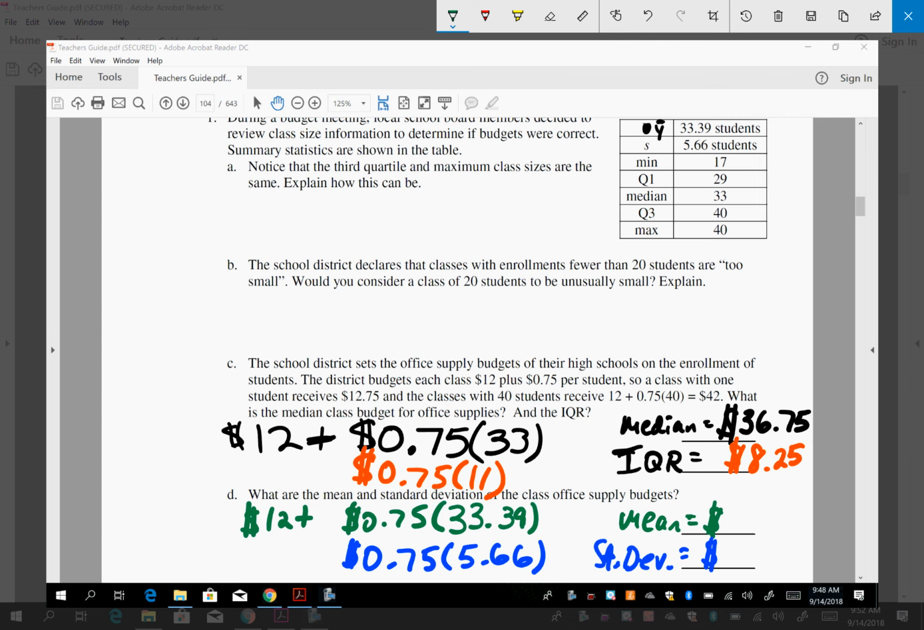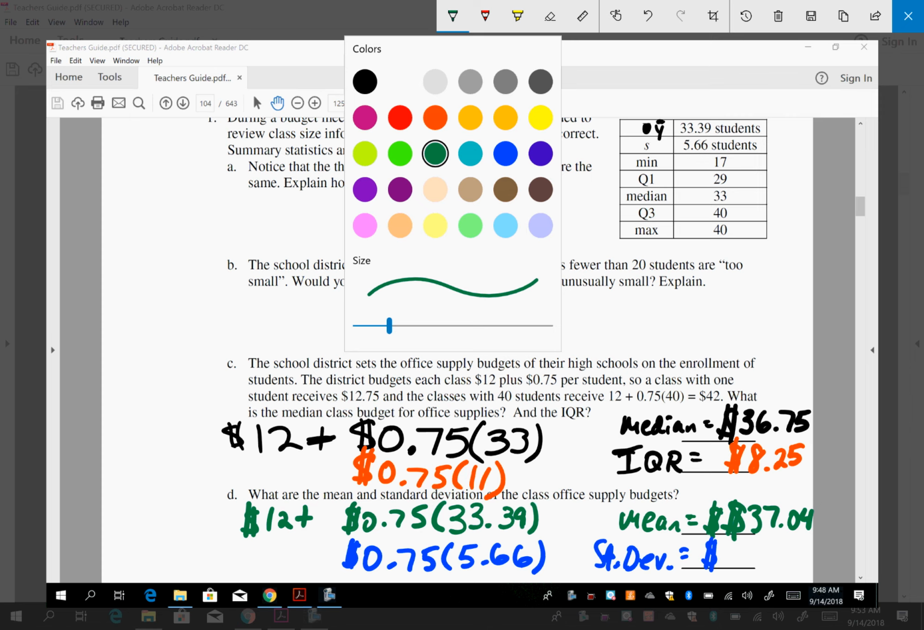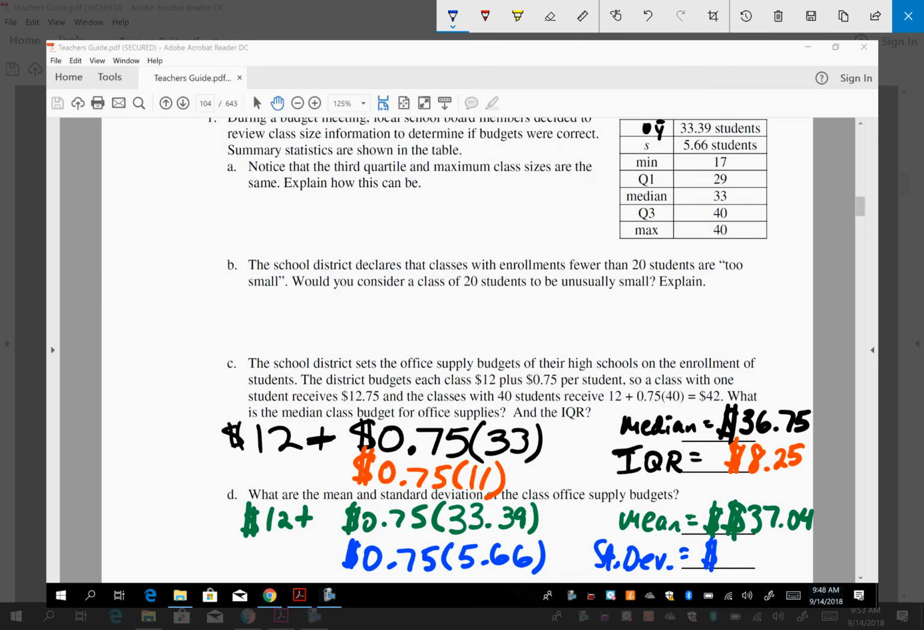Anyone have an answer for the mean? So 37.04? Okay. What about for the... You got 25, what? Did you add 12? Okay, what about standard deviation? 4.25? Okay. I heard you go better. Oh, for sure. Get that on the recording. All right. Any questions on how to do this? Because you're going to do this for a grade on the quiz.